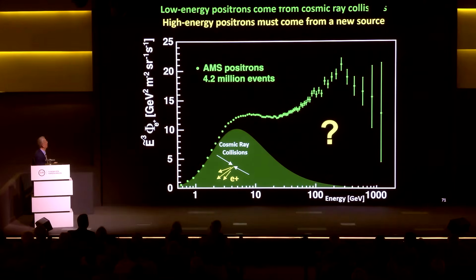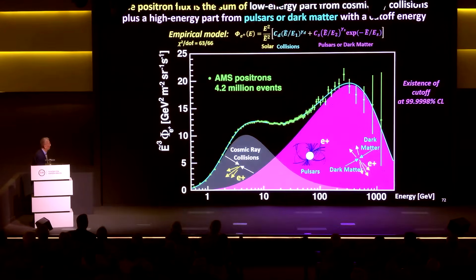So this is our measurement based on 4.2 million events, from very low energy to 1,000 billion electron volts. This is the spectrum. The low energy part agrees with the model for cosmic ray collision. So the question is, what is this? Why does this come about? And this can have only two possibilities: one is from pulsar, or from dark matter collision.